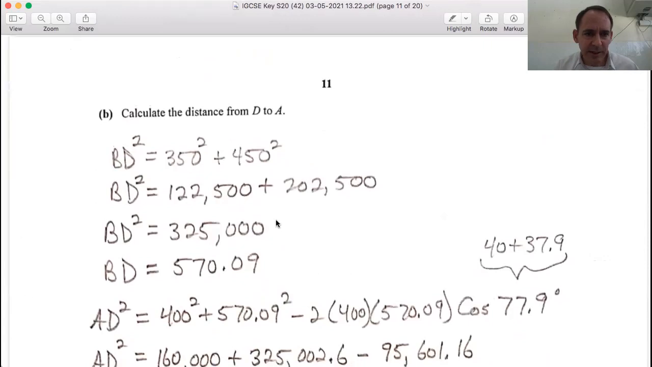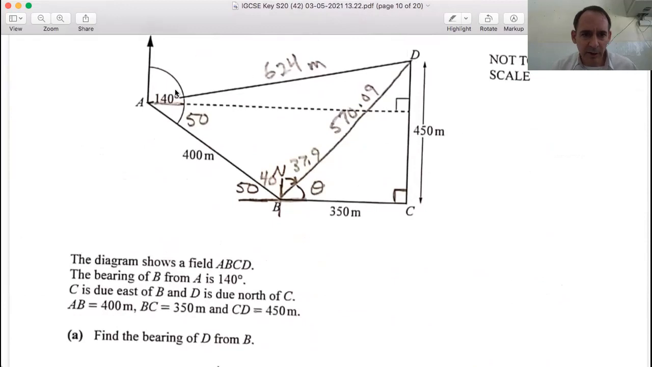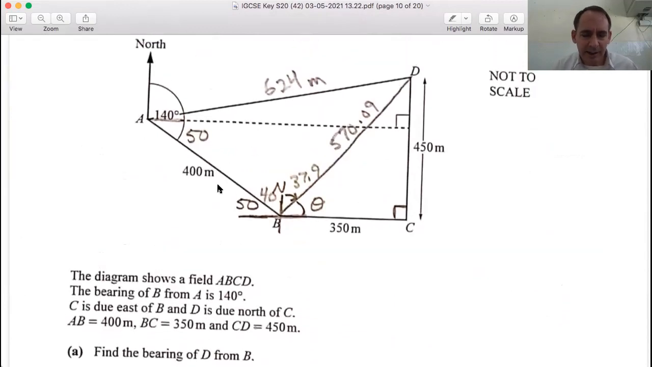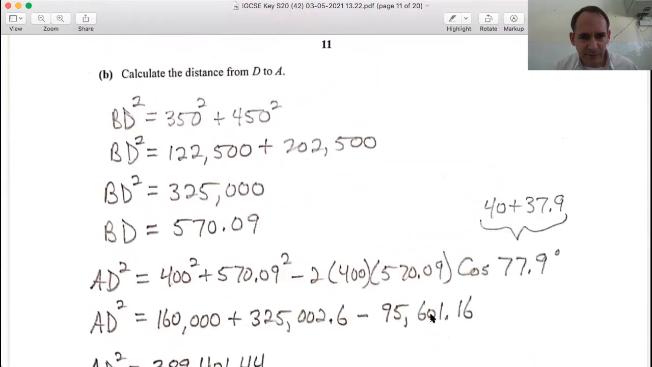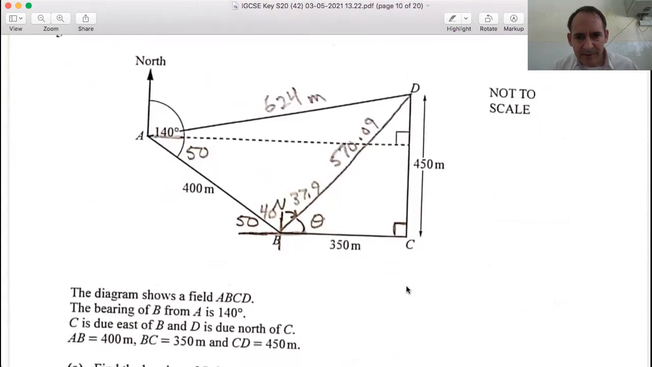Then down here, letter B, calculate the distance from D to A. So from D all the way over here to A, we want to calculate this distance. Well, before we get there, we need to figure out this angle over here. And we already have the 400 meters. I believe I used the law of cosines, but we need to find D to A. So let's find B, D first.